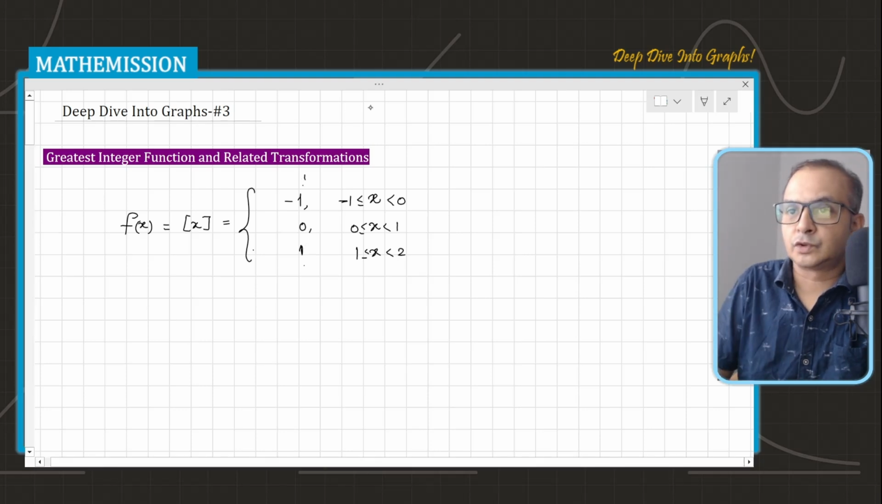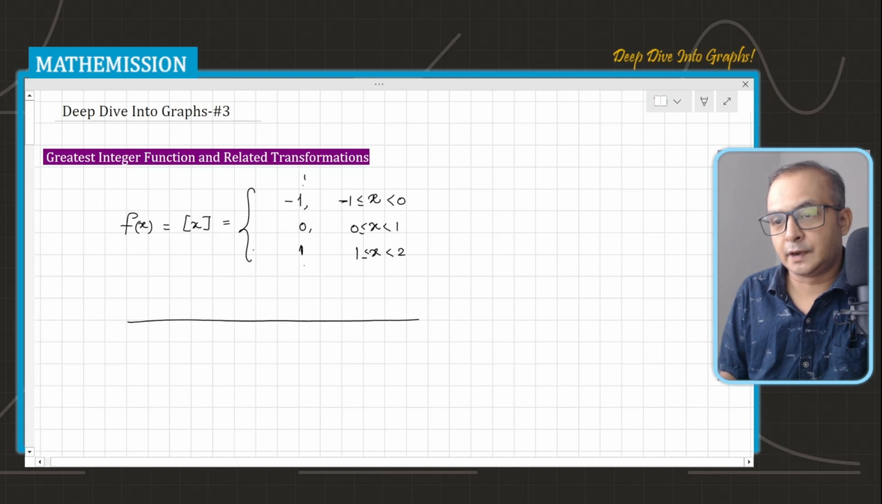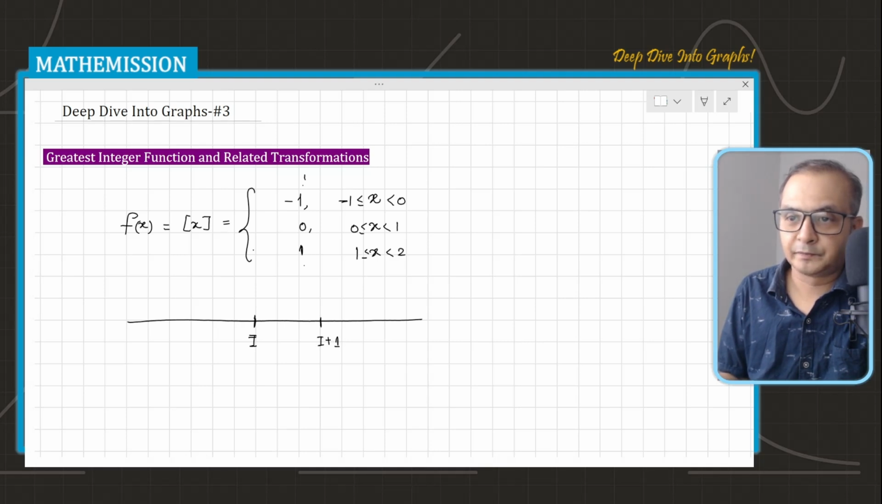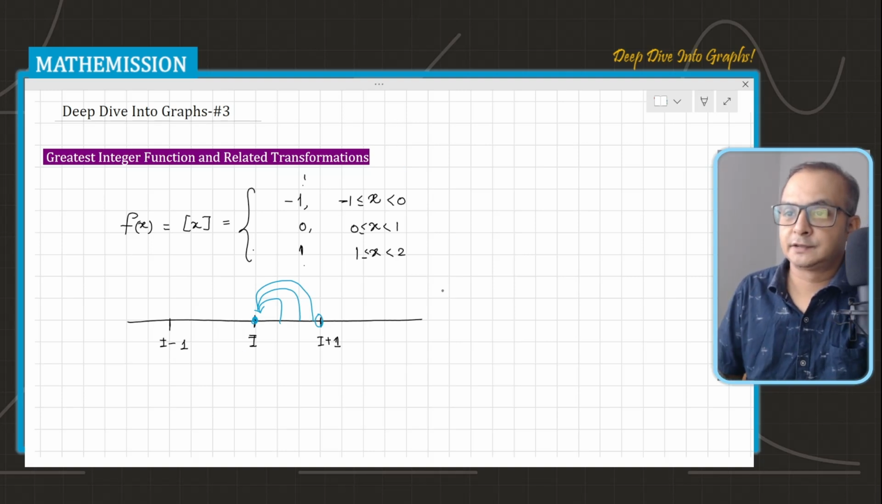So it means that suppose I have a number lying between two consecutive integers. Suppose I have I, and I plus 1, and I minus 1 is on the left of I, and I'm taking a number lying between I and I plus 1. The value of the greatest integer of that number is going to be I. It means wherever you go, starting from I till I plus 1, the value is going to give you I. So for example, the greatest integer of 3.9 must give you 3, or you take 3.8, that will also give you 3, and so on.